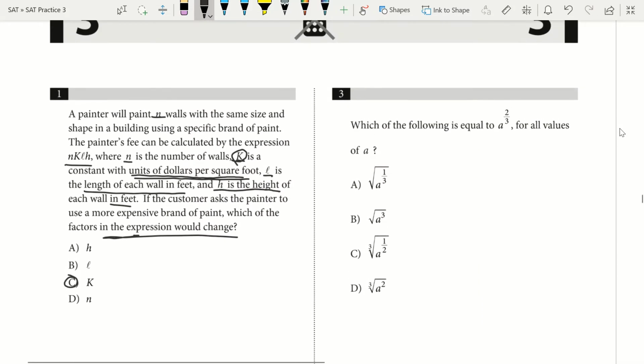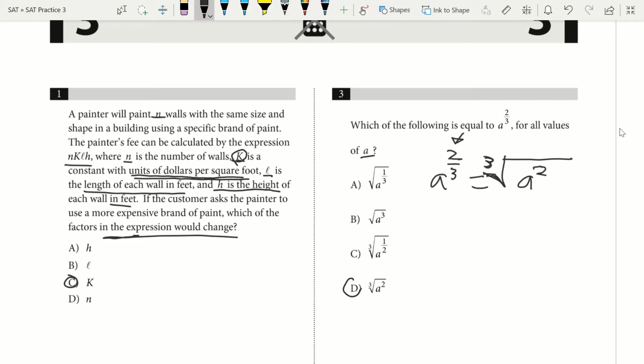Question 3. Which of the following is equal to a to the power of 2/3 for all values of a? Well, when we have a to the power of 2/3, we know that our denominator of our exponent is what our root is, right? So we have the third root because our 3 is in our denominator. Then we know our numerator in our exponent goes inside of our box, right? So we have the third root of a squared. So we have to find our answer with the third root of a squared. Third root of a squared is D.